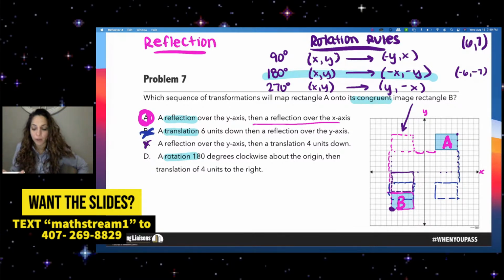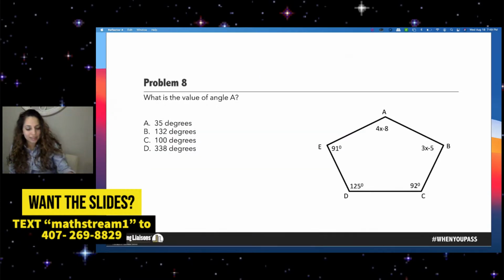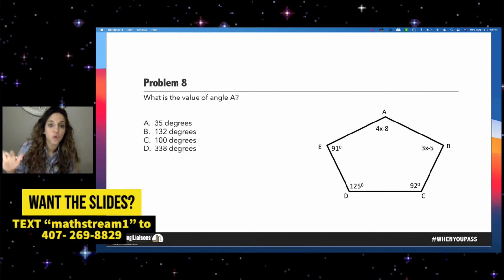All right, let's keep going. What is the value of angle A? This is an interesting one. This one is important for everybody. So especially my middle school, core, GK, high school people.